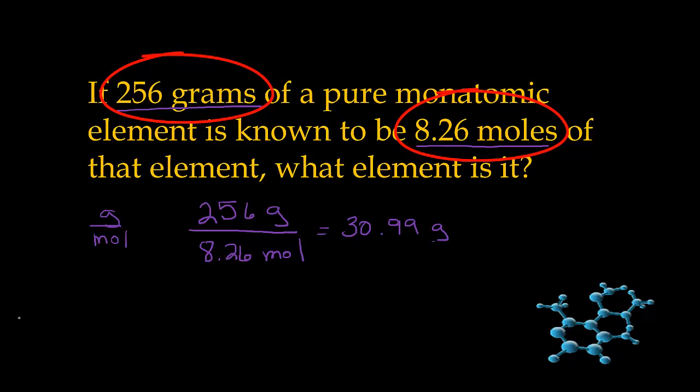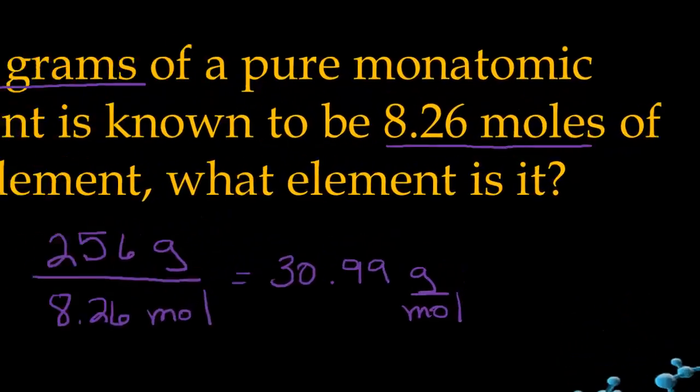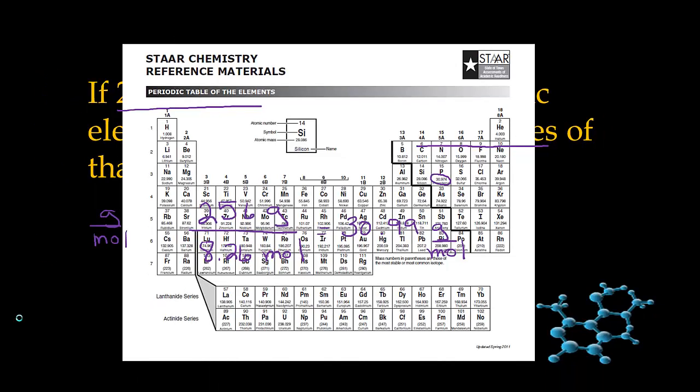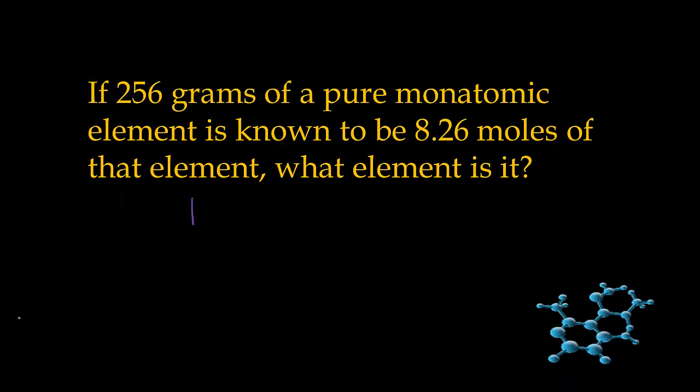30.99 grams per mole. Now what we're going to do is look on the periodic table for an element that has an atomic mass very close to 30.99. If we look at that, the closest one, phosphorus right here, has 30.97. It is not exact, but it's pretty darn close. It's closer than either of the other two next to it. So we are going to choose it. Our element is phosphorus.